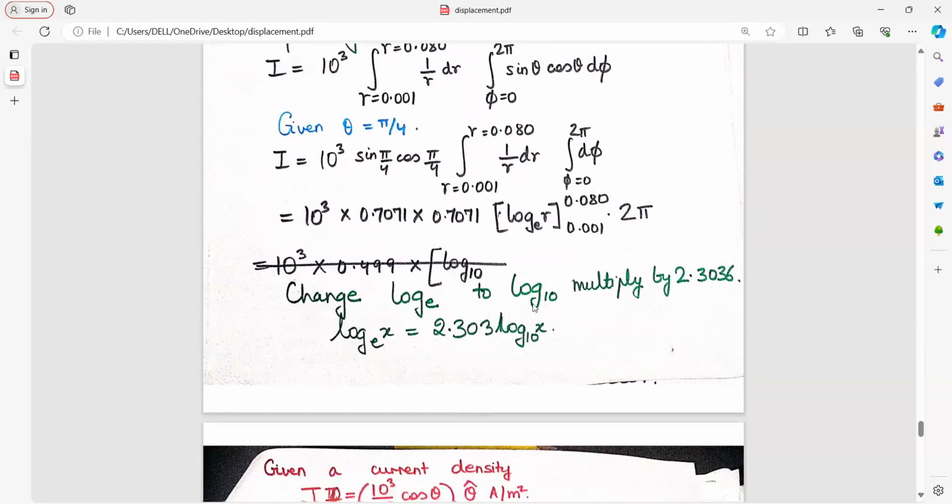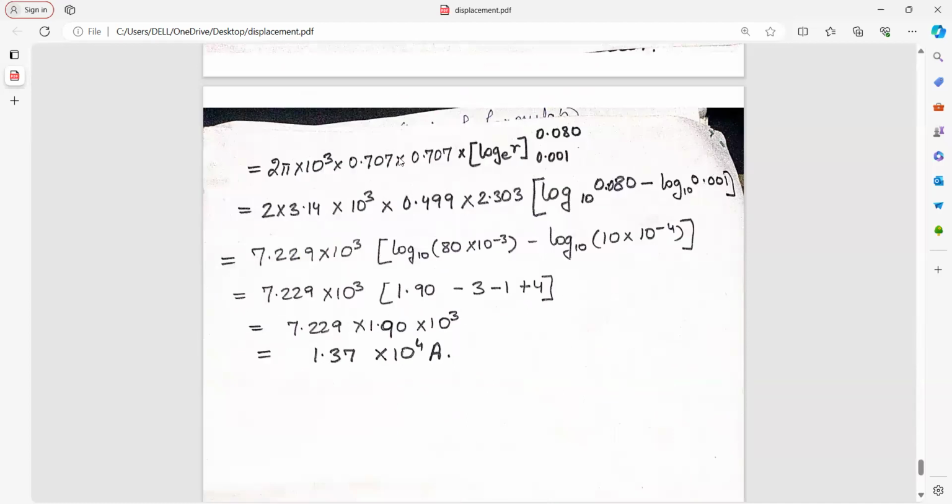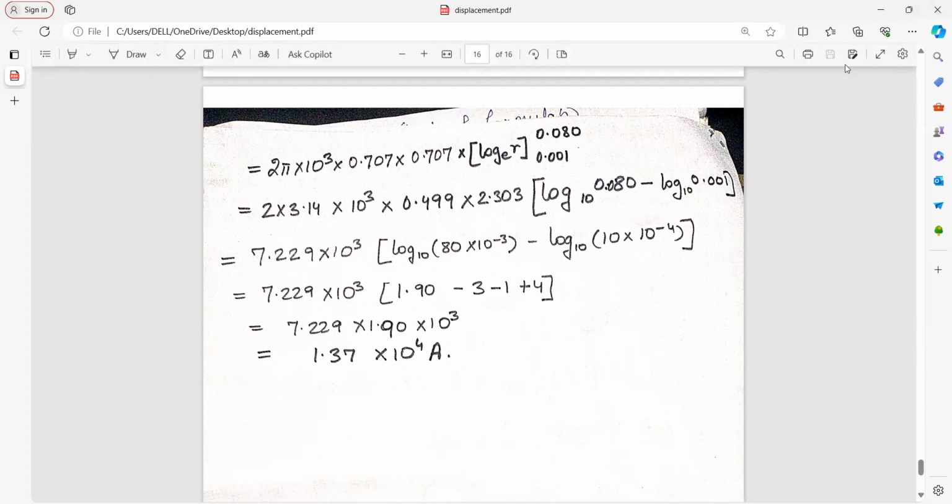Now you have to change log base e to log base 10. So log base e when changed to log base 10 becomes 2.303 log base 10 x. So this we change and we put the values, take the limits, and we get the answer.